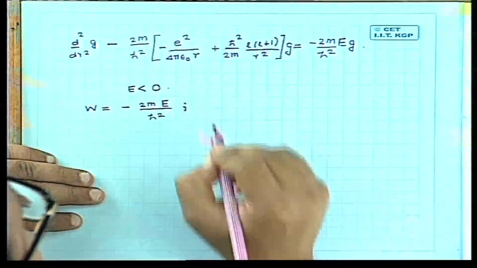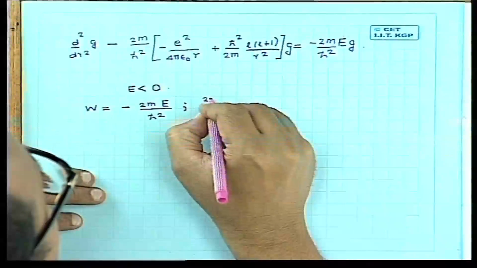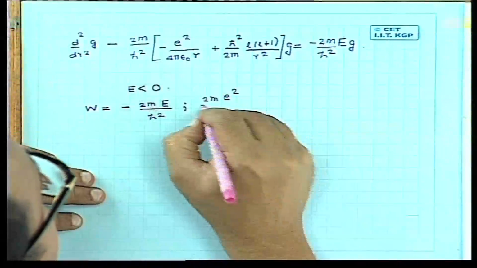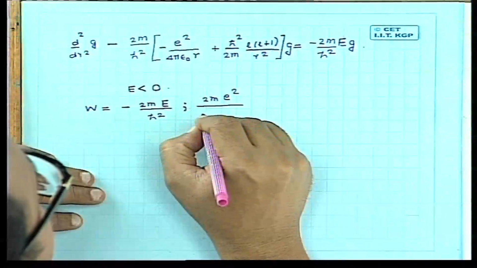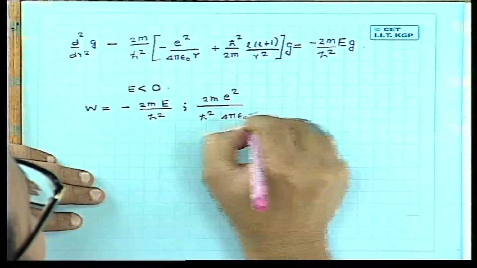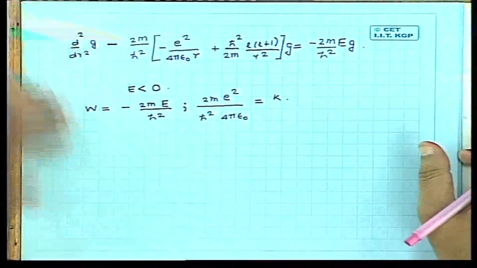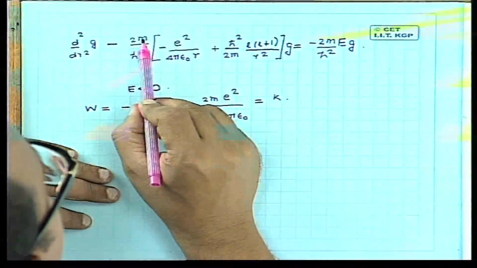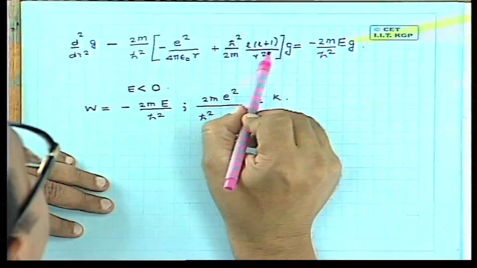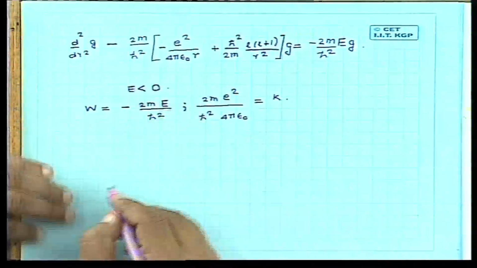The second simplification is that 2m E square by h cross square 4 pi epsilon naught, let us call this k, and here 2m by h cross square cancels out with this 2m by h cross square, so we don't have to bother about this term. So now let us write down this equation once more.